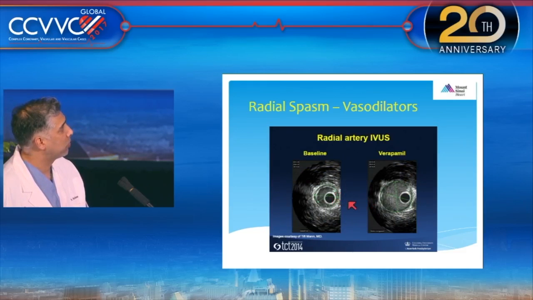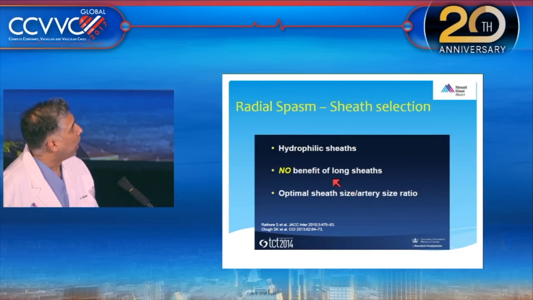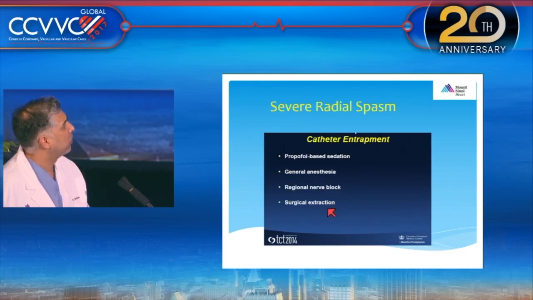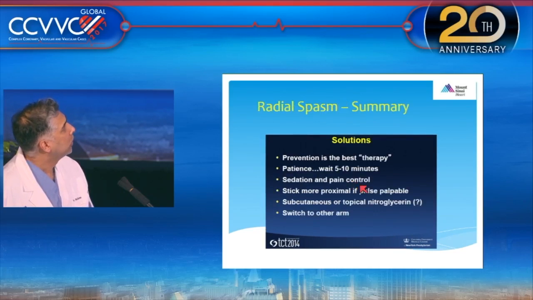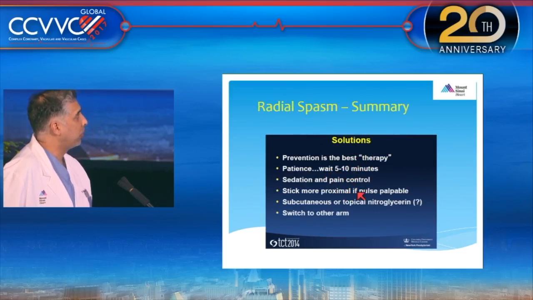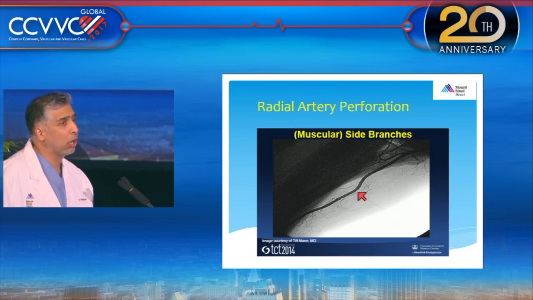This is an IVUS image of the same artery, showing how big it can get with proper vasodilatation. There's no benefit of long sheaths, and you really want to minimize the sheath size. In the most severe cases, catheters can get stuck, and you may need to do more significant anesthesia to get it out. The best solution is prevention. If not, wait a long time. Again, pain control, and then potentially stick proximal if it's an access issue, or ultimately switch to the other arm.